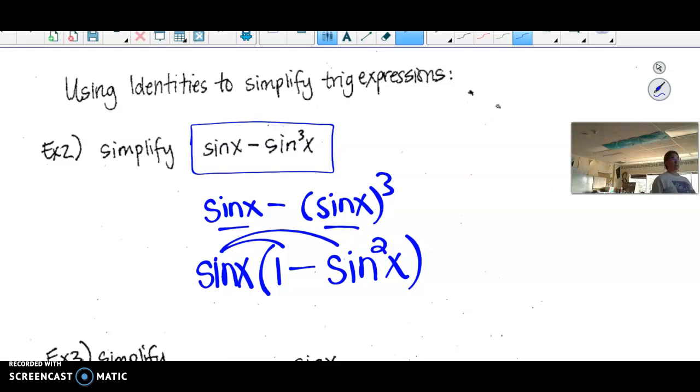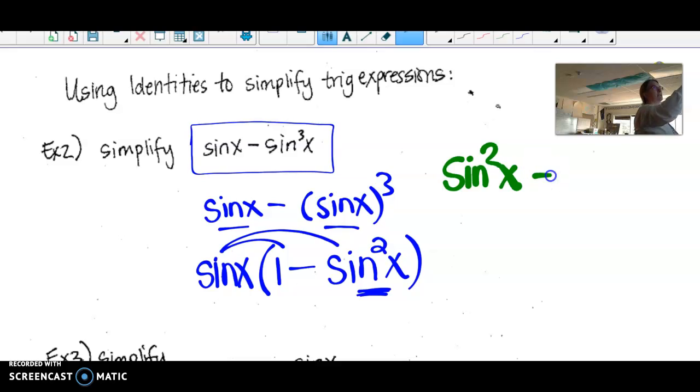So now what you need to start looking for, and it will take a little bit of time to start seeing it, but right here we have a sine squared x. And what I want you to be thinking about is, oh yeah, there's an identity that involves sine squared x. Recall this identity here: sine squared x plus cosine squared x equals 1.